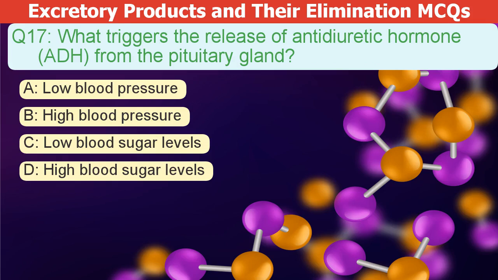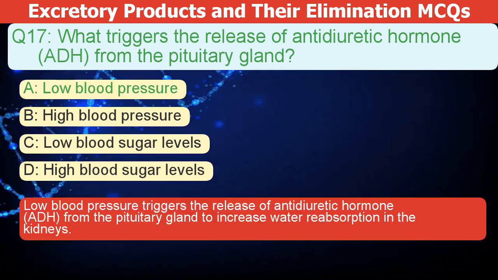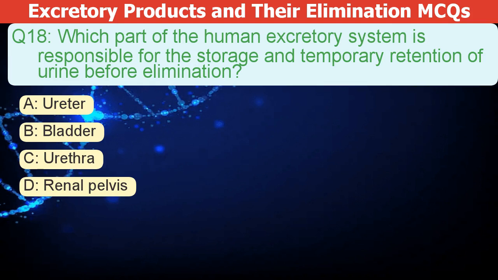What triggers the release of antidiuretic hormone, ADH, from the pituitary gland? A. Low blood pressure. B. High blood pressure. C. Low blood sugar levels. D. High blood sugar levels. The correct answer is A. Low blood pressure triggers the release of antidiuretic hormone, ADH, from the pituitary gland to increase water reabsorption in the kidneys.